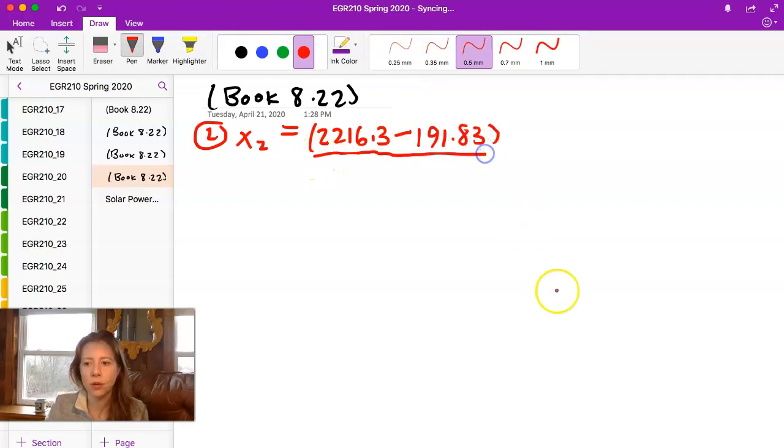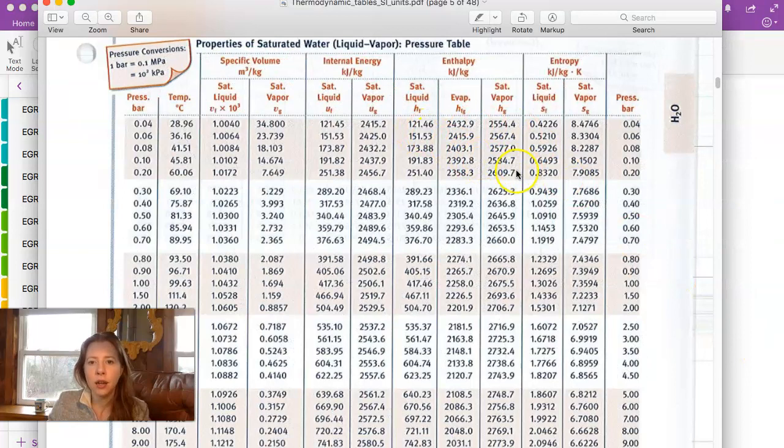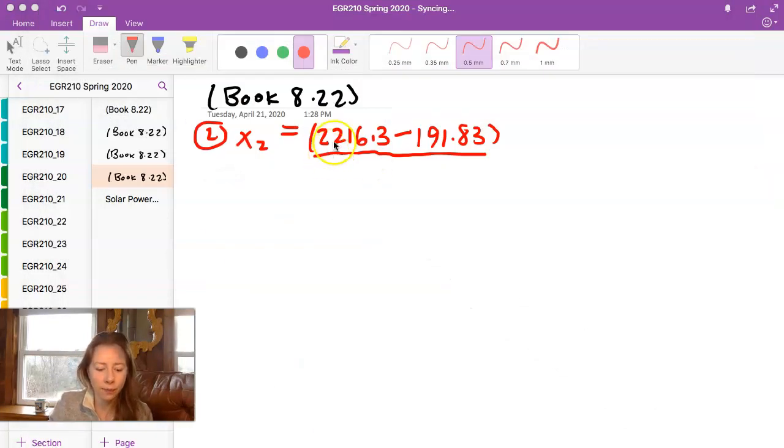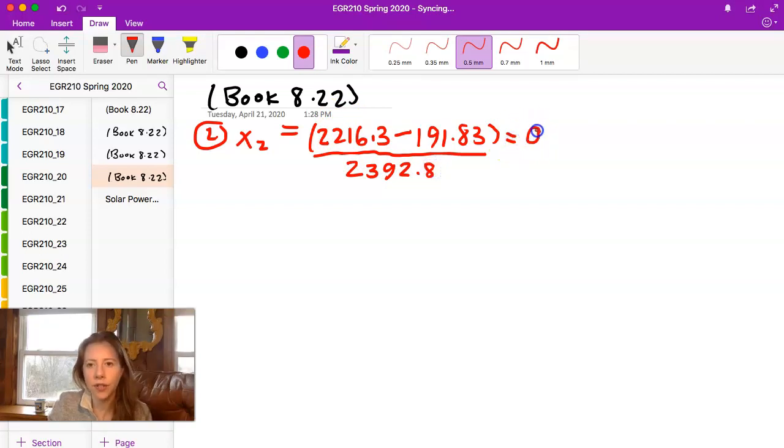And then I want to show you something cool. We could just subtract off the bounds, right? The upper saturated vapor enthalpy minus the saturated liquid enthalpy. The table does that for us. That's what this HFG is. The difference between the two is 2,392.8. So instead of subtracting 191.83 from 2,584.7, we can just skip that step and write in 2,392.8. I'm going to write that into my denominator. And we get a quality of 0.8461.